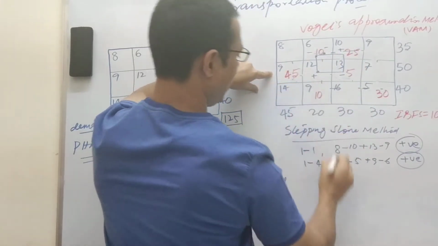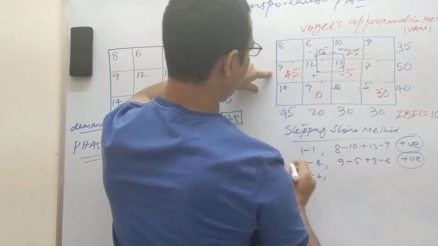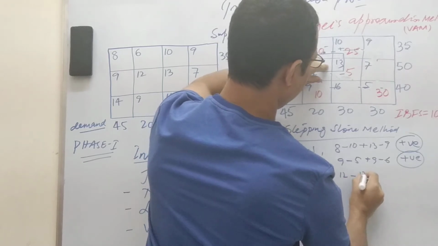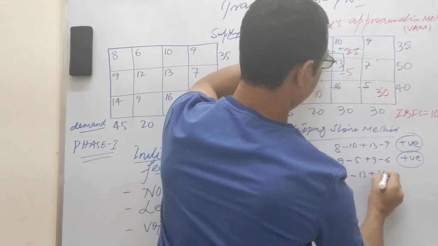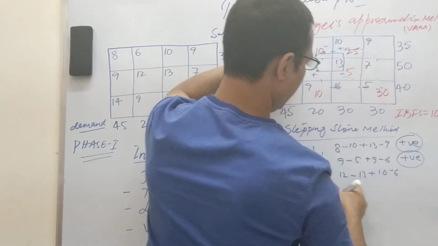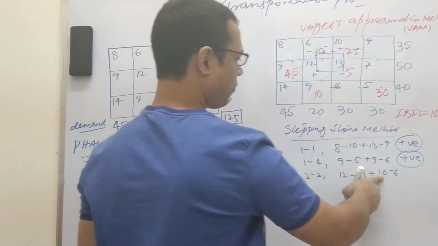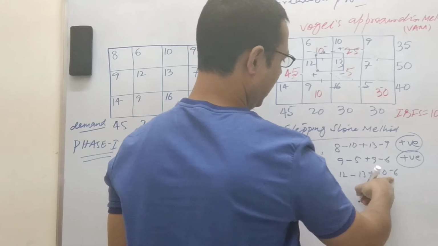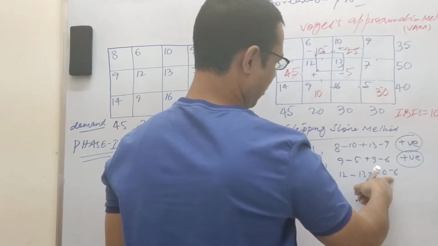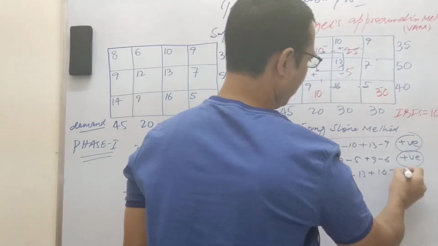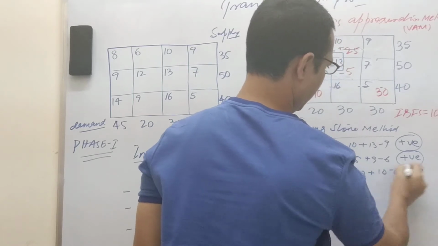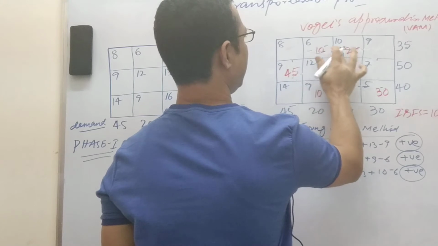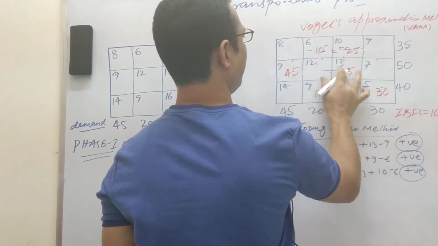In this way we can check which cell. Second row, second column. This is the unallocated cell. So plus 12 minus 13 plus 10 minus 6. So 12 plus 10, 22, and 13 plus 6, 19. So it means positive. No need to go for this particular cell. I think we have to check all the cells one by one.